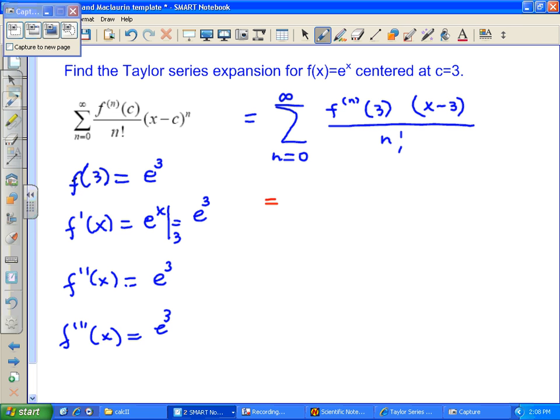Excuse me, I forgot something in my previous one. What am I missing on the power of x minus 3 here? Right, look at the formula. I need the same thing, right? That's the general formula I'm copying over. I need an n there. Okay. So can you tell me what I'm going to get if n is 0?